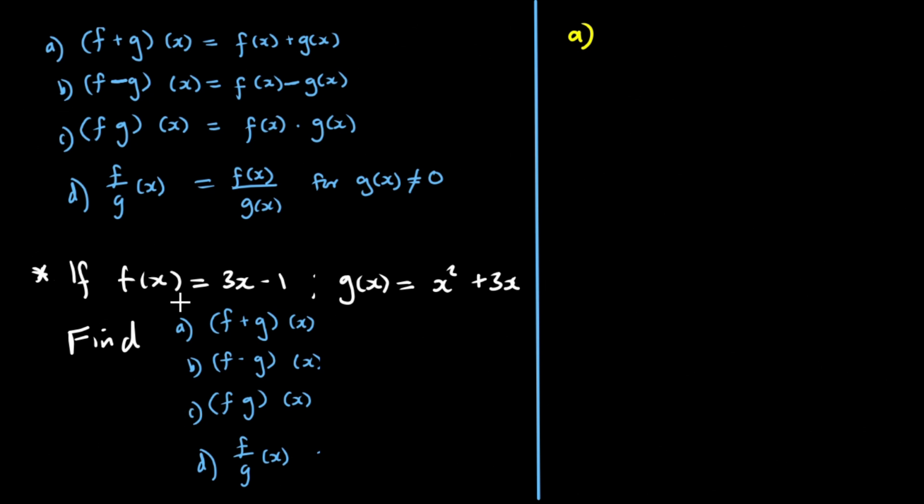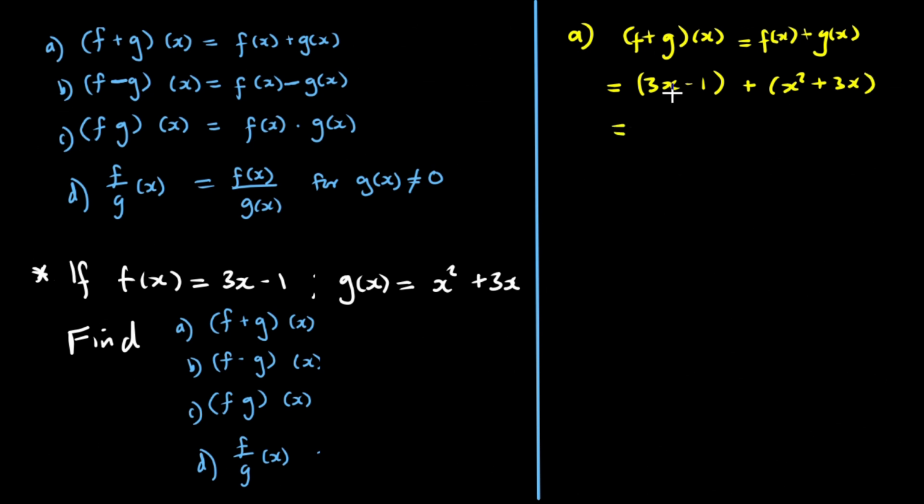Okay, so let's start with this one, which is telling us that from here, we need to find f plus g of x. And the expression, we know what it means. It means f of x plus g of x. So we come here and we say, what's our f of x, by the way? Our f of x is 3x minus 1. What is our g of x? Our g of x is x squared plus 3x.